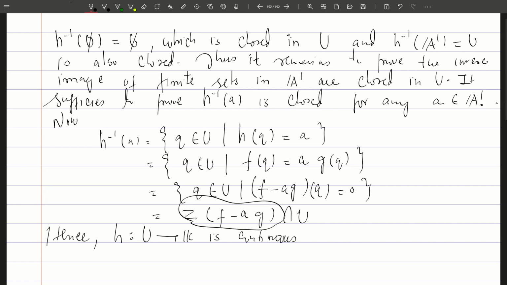So one should keep this in mind, that whenever we have a regular function on U, then the corresponding function H from U to K is continuous.